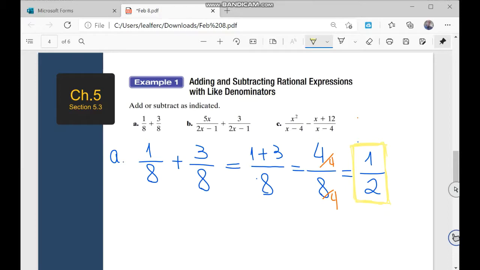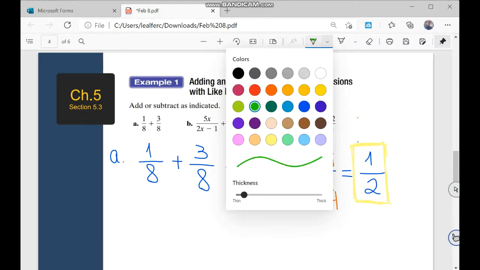So Kion, you are right. That's perfect. The first step is 4 over 8, but after that, to give the final answer on a test, on a quiz, anywhere, you need to simplify, and at the end you have the simplest fraction or the simplest expression as your final answer. Okay? Check now letter B.